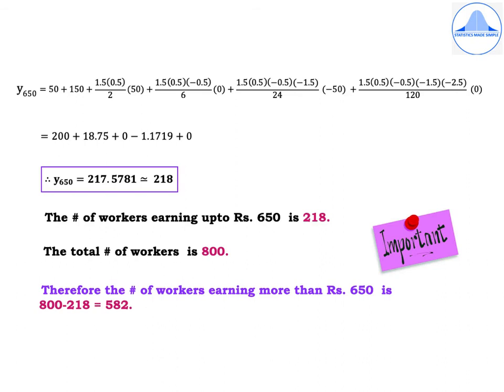So in the next sentence, you will have the number of workers earning up to rupees 650 is 218, and the total number of workers which we have in the problem is 800. Therefore, the number of workers earning more than rupees 650 is 800 minus 218, which is equal to 582.